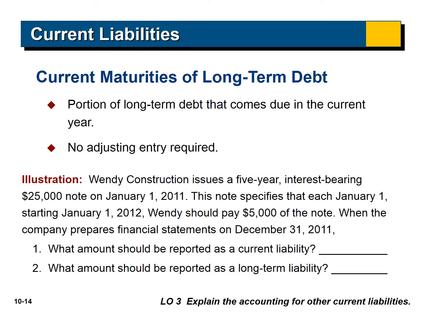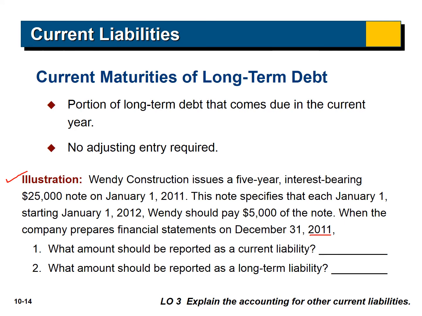Here's an example. Wendy Construction issues a 5-year interest-bearing $25,000 note January 1st, 2011. This note specifies that each January 1st, starting January 1st, 2012, they should pay $5,000 of the note. When the company prepares its statements, what are we going to do? What should be reported as a current liability at December 31st, 2011?